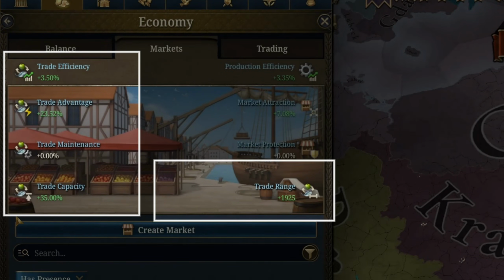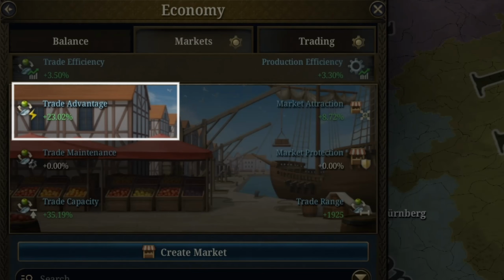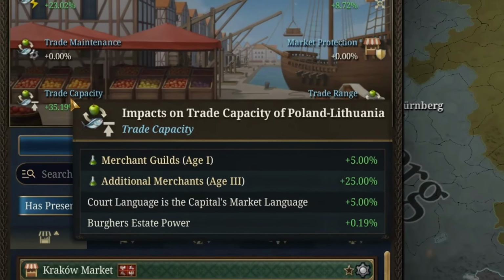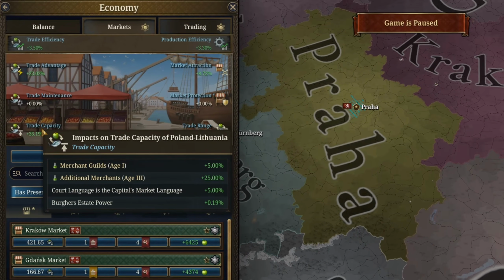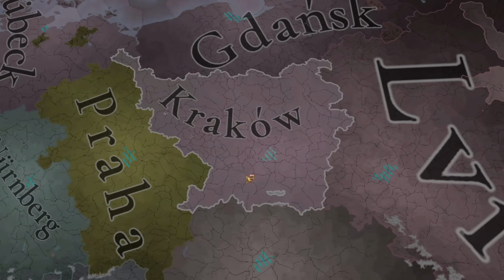However, before I move on to the topic of goods flow, let's quickly go over these 5 concepts, because they will keep appearing. The two most important statistics are trade capacity and trade advantage. Trade capacity is a statistic that allows you to increase the amount of goods transported between at least 2 different markets. If we're talking about transporting goods inside a single market, this statistic doesn't matter.